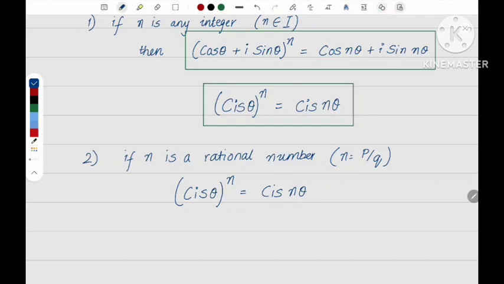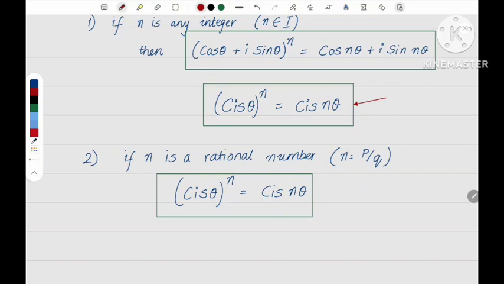Okay, so this also I'll put in a box. So this is De Moivre's theorem. You have to remember this: cis theta to the power n is equal to cis n theta. Very simple. If n is an integer, then this is the only value. If n is not an integer, if n is a rational number, then this is one of the values. So that is what we are going to remember.